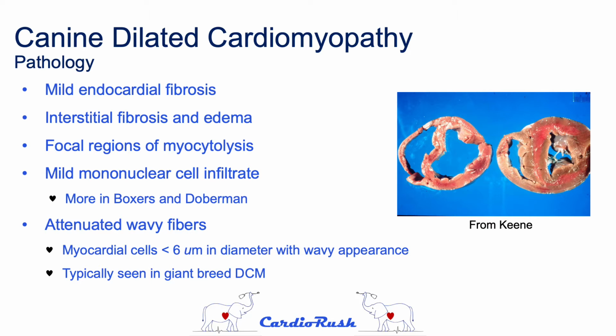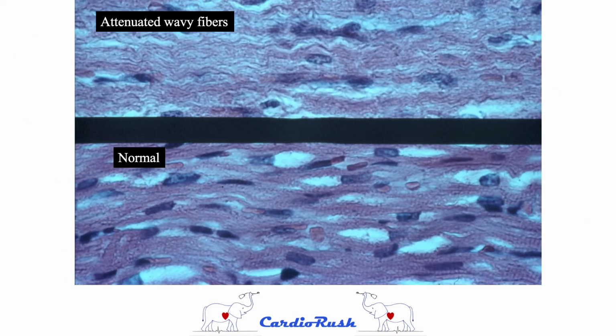Pathologic changes are often not impressive when it comes to histopathology. You may see mild endocardial fibrosis or interstitial fibrosis and edema and evidence of myocytes dying. Certain forms of cardiomyopathy, especially perhaps in boxers and Dobermans, may have a mononuclear cell infiltrate. And large breed dogs are described to have attenuated wavy fibers on histopathology. Here's a picture of a normal myocardium at the bottom and attenuated wavy fibers up at the top.